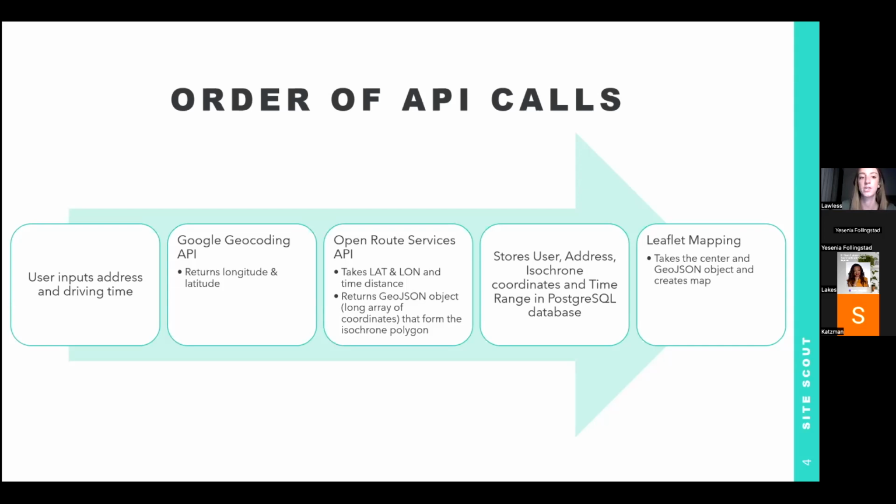They didn't all quite match. Some of the longitudes and latitudes were reversed, so I had to figure out how to get those in the right order. And then storing stuff in a database with GeoJSON objects was really difficult as well.